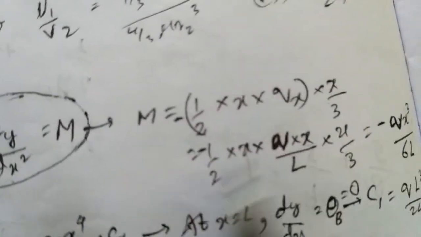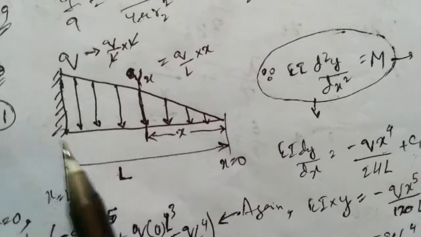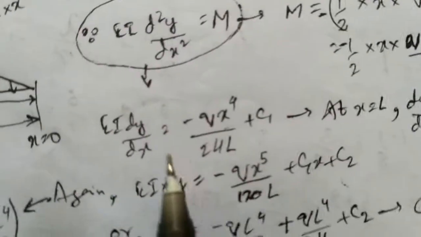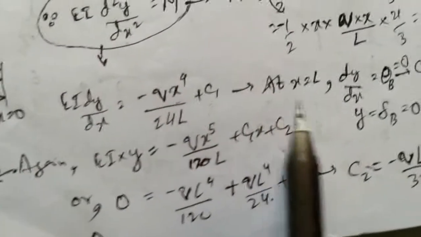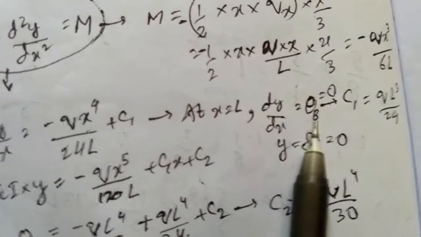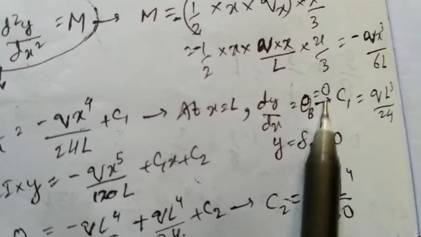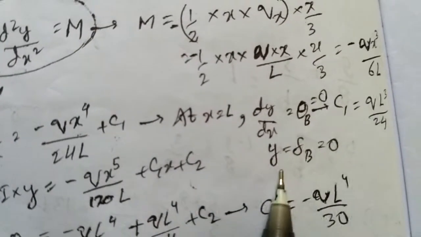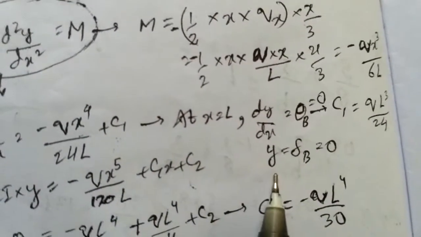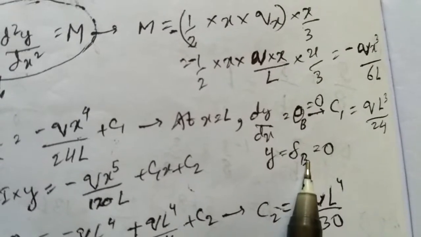So this load into L, this is minus, and we multiply this, we will get this. Now we know that at the fixed end there won't be any deflection and there won't be any slope. So when we integrate this, we will get this. But at x equals L, the slope will be 0, dy by dx is equal to 0. This is the slope, and here the deflection is also 0 at x equals L.